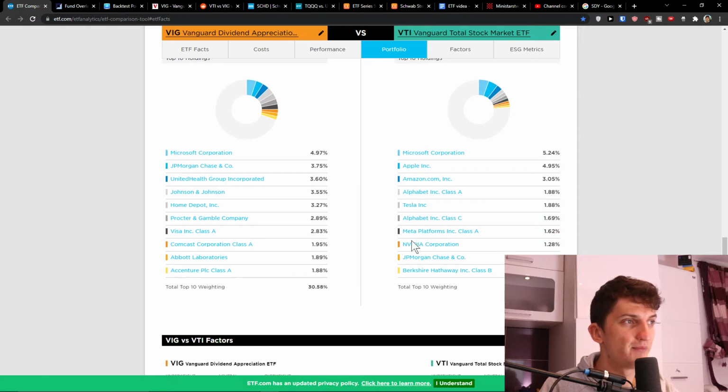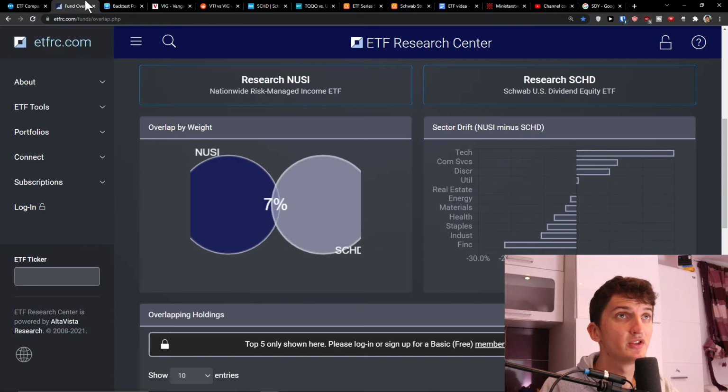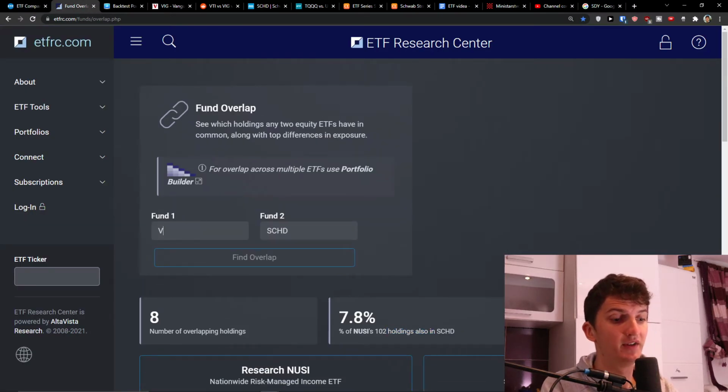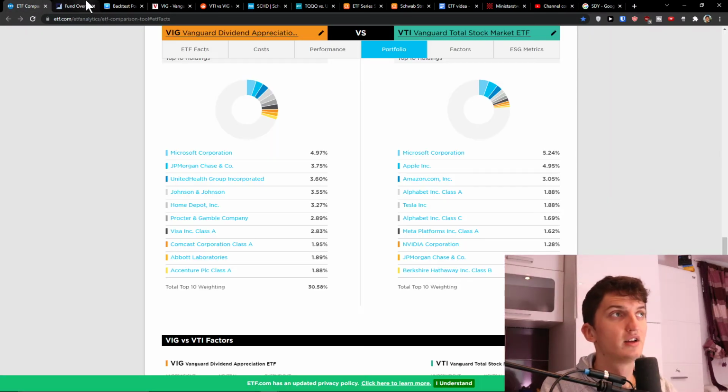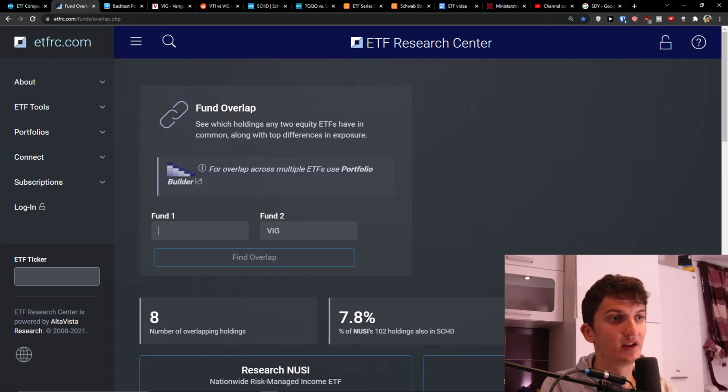Nvidia, JP Morgan, here we have Visa, Procter & Gamble Company, Comcast Corporation. And let's look, guys, at how it's going to look on a fund overlap. This is going to be fun. VTI and VIG. I like this.